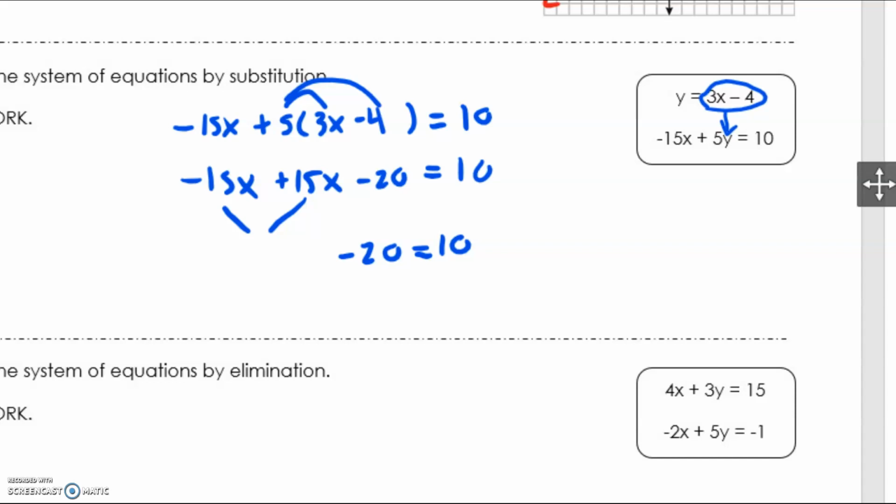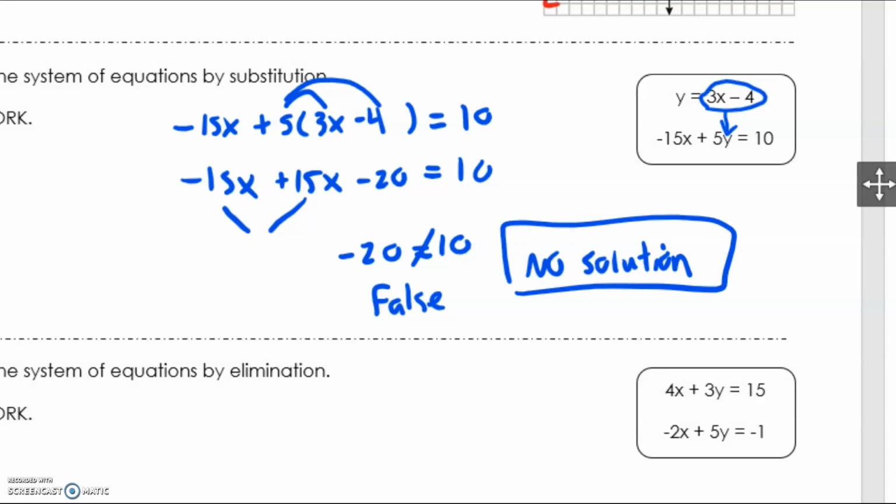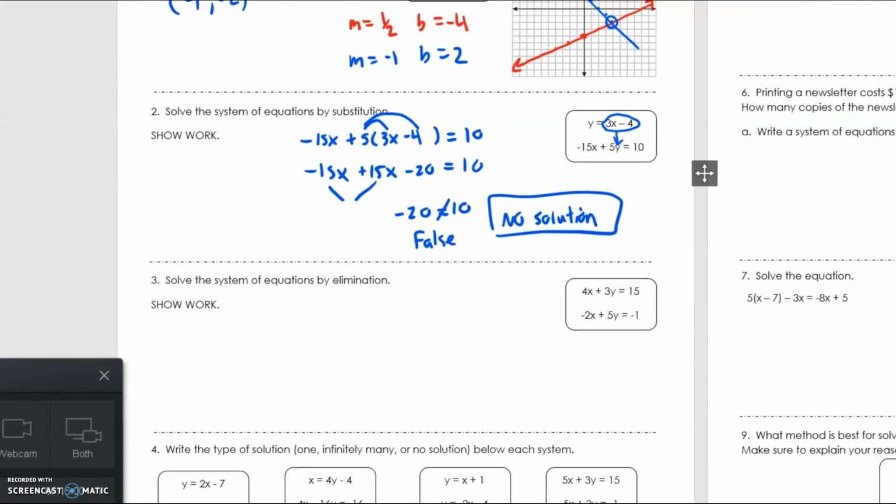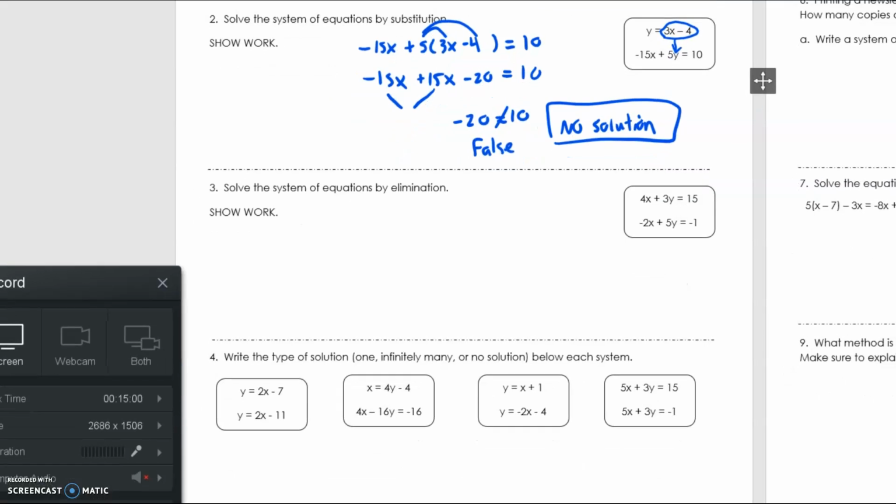This is a situation that we learned last week. Whenever everything eliminates out, or all the variables eliminate, you ask yourself if it's a true or false statement. Does -20 equal 10? No. This is a false statement. False statement means no solution. These two lines are actually parallel. So just be cautious if that happens on the test. That's how we do it, just like we learned last week.